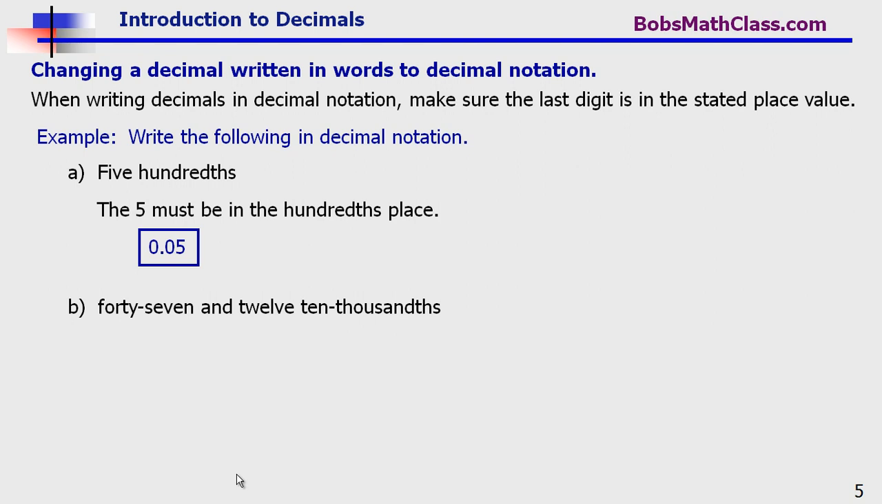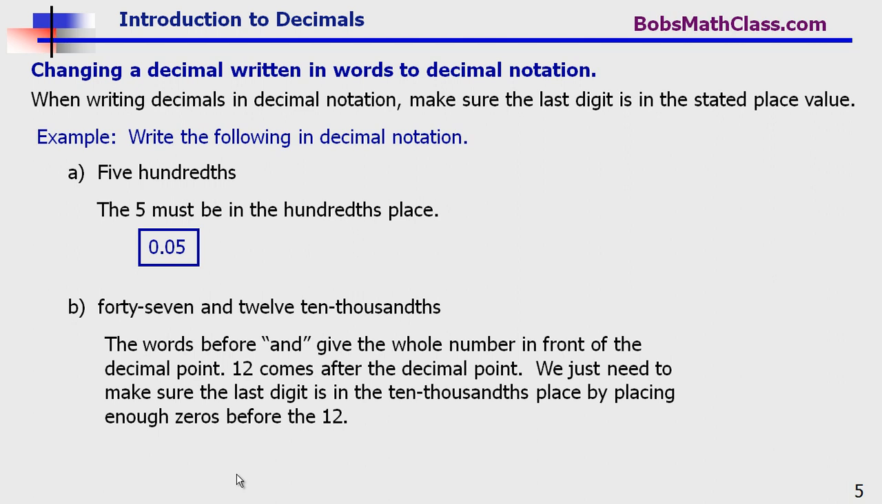Okay, 47 and 12 ten-thousandths. So there's that and. That means our whole number is the 47. That goes in front of the decimal point. And 12 ten-thousandths. We want the last digit of the 12, which is a 2, to be in the ten-thousandths place. So we're going to have to put some zeros there. How many places after the decimal is the ten-thousandths place? Is it the second? No, that's just the hundredths place. Is it the third? No, that's the thousandths place. Is it the fourth? Yes, that's the ten-thousandths place. So we want the 2 to be in the 4th place.